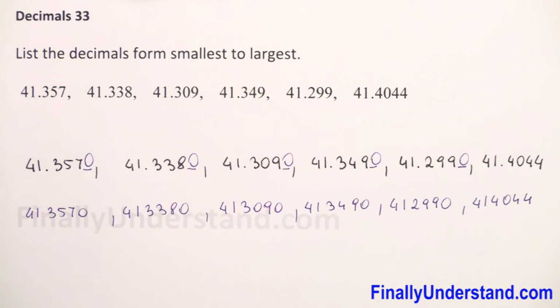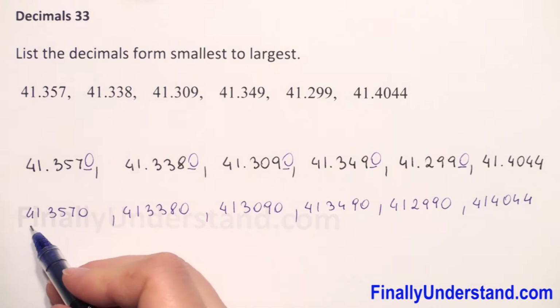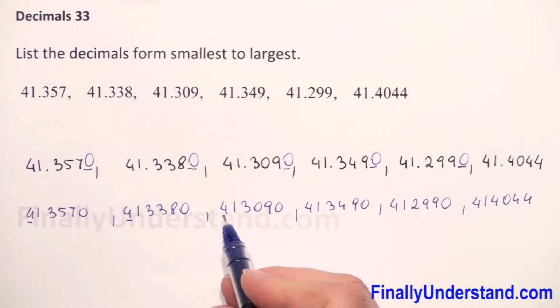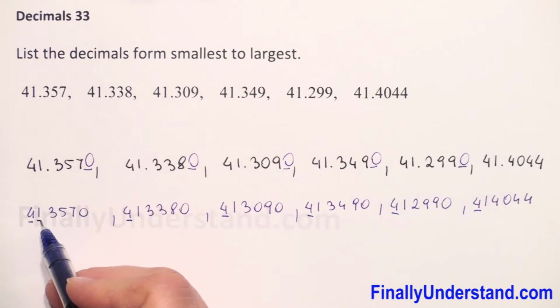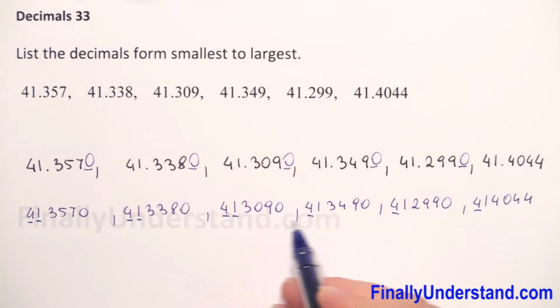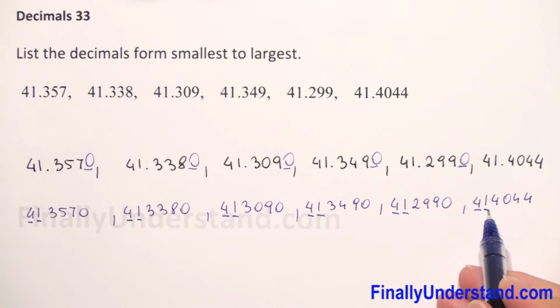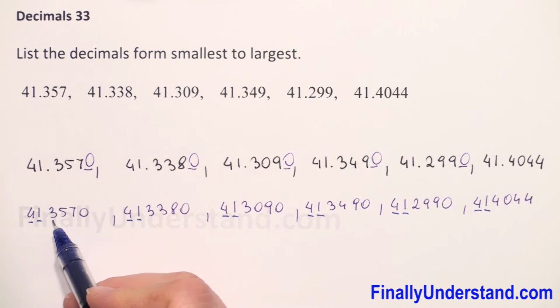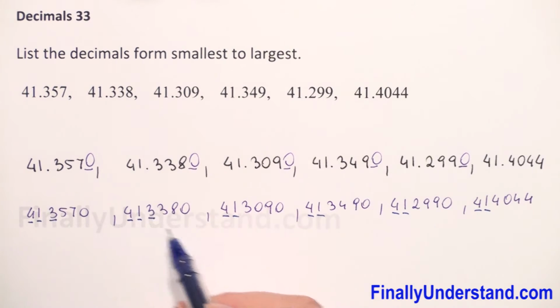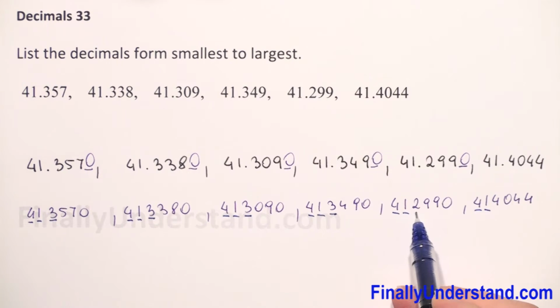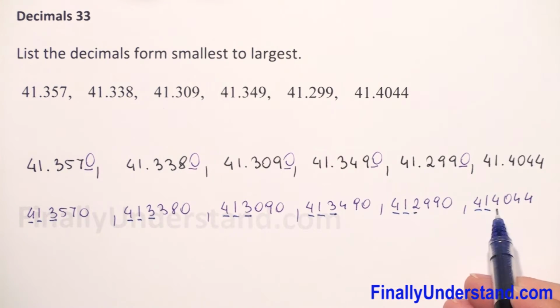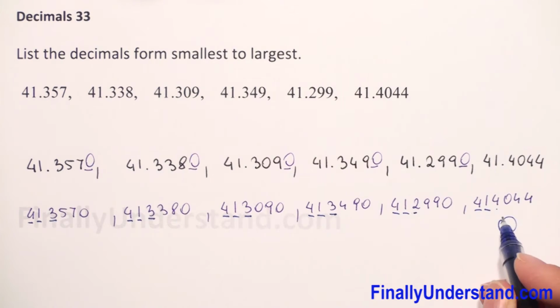We start from the first digits. We have 4, 4, 4, 4, 4, and 4. Next we have 1, 1, 1, 1, 1, and 1. The third is 3, 3, 3, 3, and we have 2 and 4. So the largest is 4. So this is the largest number.